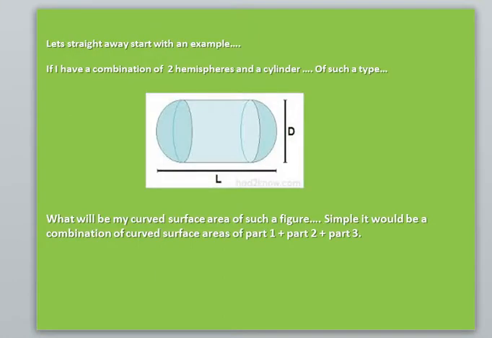Let's straight away start with an example. If I have a combination of two hemispheres and a cylinder of such a type, what will be my curved surface area of such a figure? Simple. It would be a combination of the curved surface areas of part 1, which is this, plus part 2 plus part 3, which combine to form a capsule. It is so simple. You just need to break down the figure into your known geometrical parts.